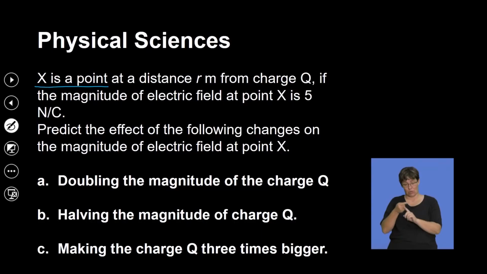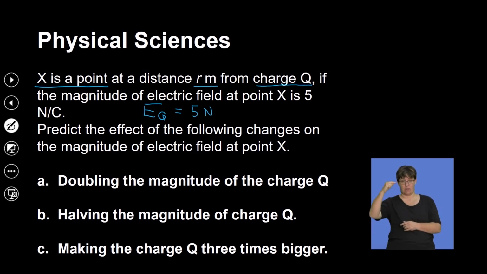So X is a point that is still at a distance r. There's charge Q. We assume that charge is going to create a field. If the magnitude of electric field at X is 5 newtons per coulomb, so we're saying E due to Q at point X is equal to 5 newtons per coulomb. Once again, that's the magnitude.